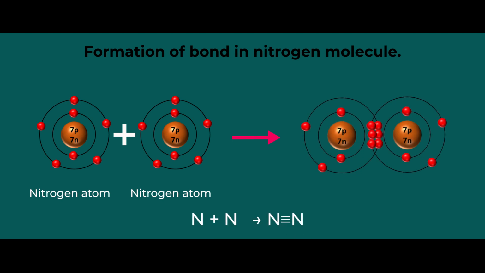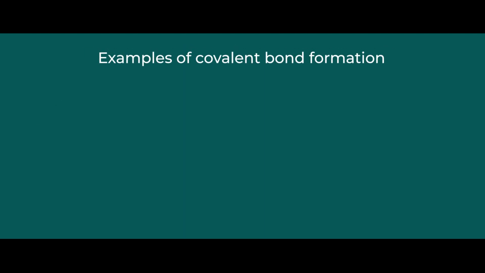So, how many pairs of electrons are shared? There are 3 pairs. And how many electrons are there in total being shared between the 2 atoms? There are 6 electrons, each atom contributing 3 electrons. That is how a nitrogen molecule is formed. Each pair is represented by a dash, and you can see 3 dashes there. It means that there is a triple covalent bond.